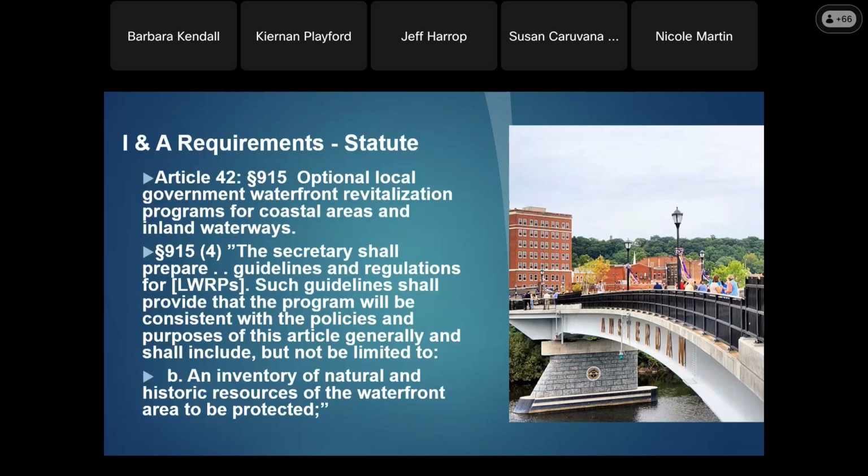And then in 915.4, the secretary shall prepare guidelines and regulations for the LWRPs. Such guidelines shall provide that the program will be consistent with the policies and purposes of this article generally, and shall include but not be limited to an inventory of natural and historic resources of the waterfront area to be protected.